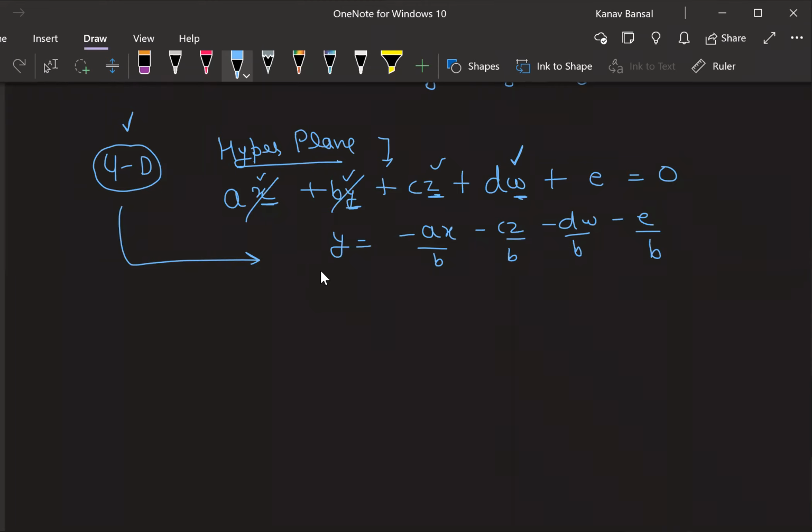Instead of x, y, z, w, what we generally do is denote all the x's with the term w. We call x as w1, y as w2, z as w3, the fourth dimension as w4, and so on. We just say something like this, right? Is it making sense?